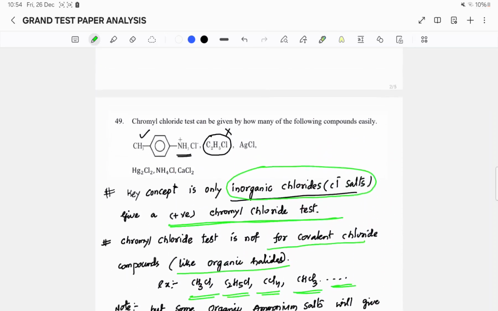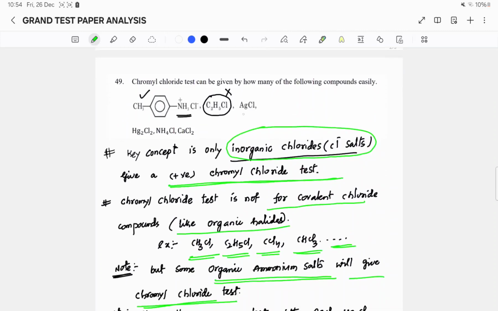So based on that, student, we will discuss. Now AgCl cannot give and Hg2Cl2 does not give, right? But ammonium chloride gives the positive test, student, and CaCl2 also gives the positive test. The total answer for this question is, student, 3 is the right answer.